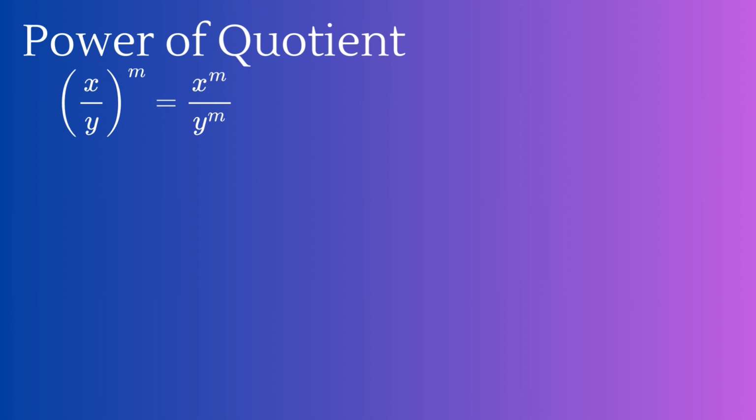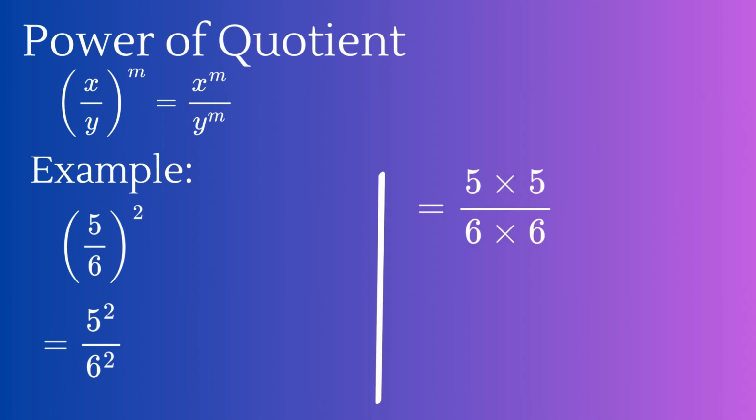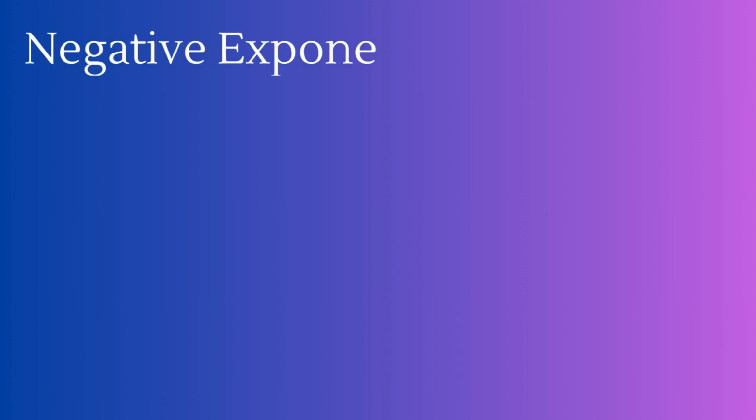For example, 5 divided by 6 whole power 2, so the power would be separated on both of the terms, numerator and denominator. So it would be 5 square divided by 6 square, so it would be 5 into 5 divided by 6 into 6. 5 into 5 would be 25 and 6 into 6 would be 36, so it would become 25 divided by 36.